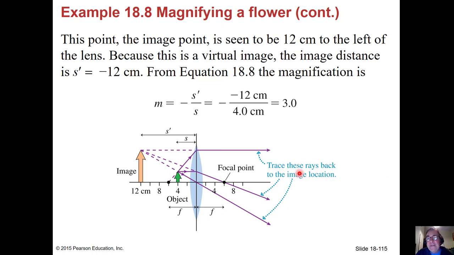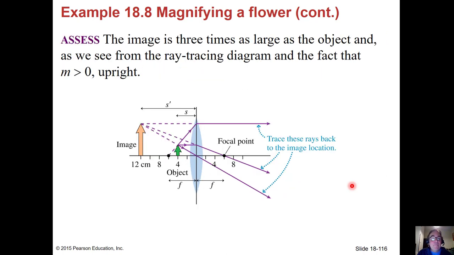So this would just be like the keyboard example. Your eye is over here. You've got this lens. You're trying to look at the keyboard with it, and the image appears bigger to you, and you can actually see it. Okay, image is 3 times as large, and using ray tracing, if you did this to scale, it looks like it's about 3 times bigger.